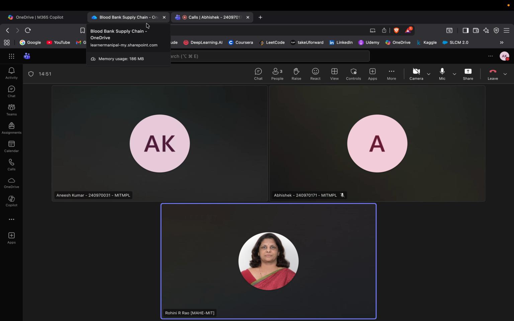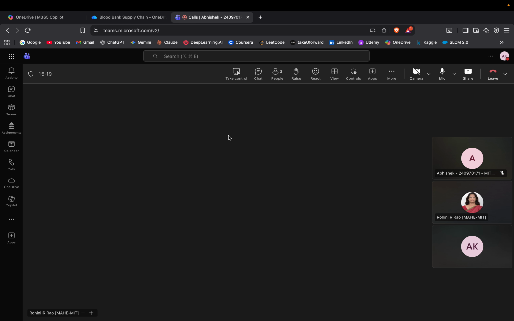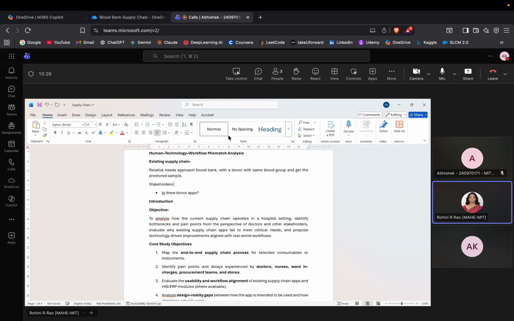So, the basic stakeholders who are there now in this whole picture, the stakeholders we have to identify, are patients, donors, doctors, and the government. There is government regulation also.